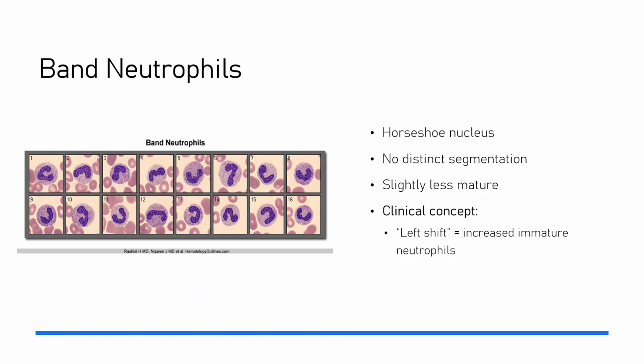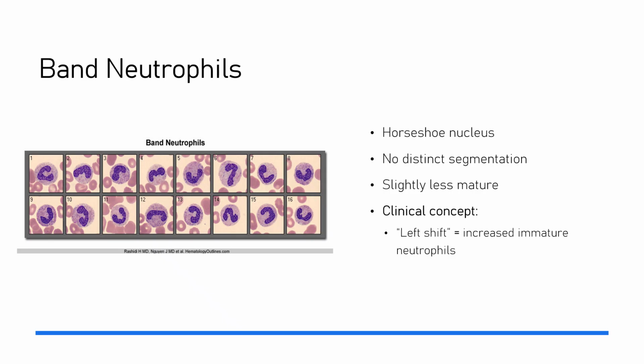Bands are normally present in small numbers in circulation because the bone marrow releases a small percentage of slightly immature cells as part of normal hematopoiesis. However, when the body is dealing with a significant infection or inflammatory stress, the bone marrow may release neutrophils more quickly than usual. When this happens, we start to see increased numbers of band neutrophils in circulation. This phenomenon is referred to as a left shift.